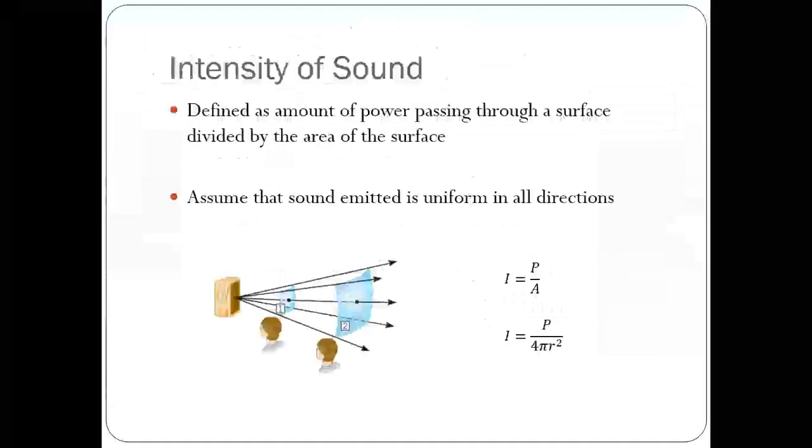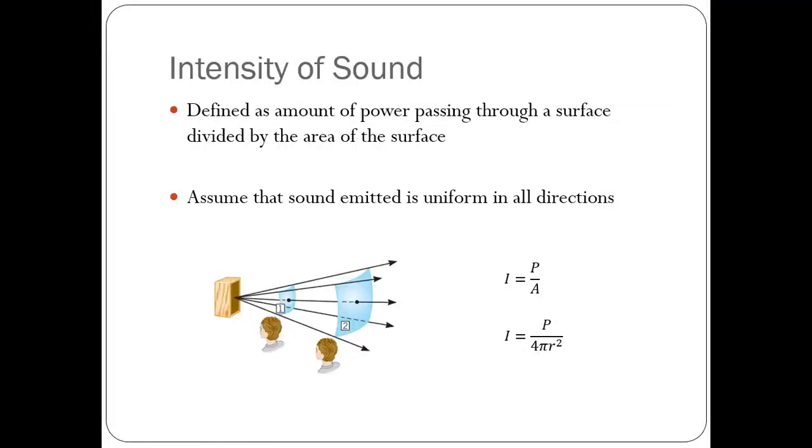Alright, so in this lesson we're going to start looking at the intensity of sound. The way we define intensity of sound is the amount of power passing through a surface divided by the area of that surface. So the assumption we make is that sound is emitted uniformly in all directions. If you have a speaker, the sound is going to be emitted in all directions away from that speaker. And so if we look at a source of sound, generally the direction that sound is going to travel is in a sphere outward from it.